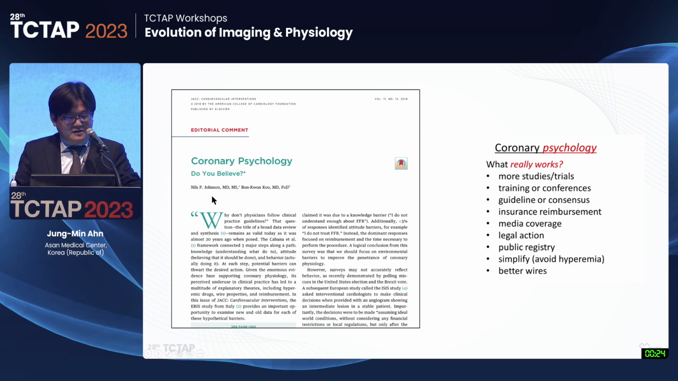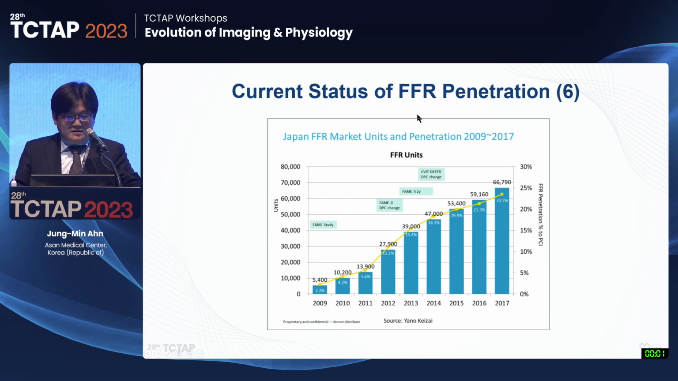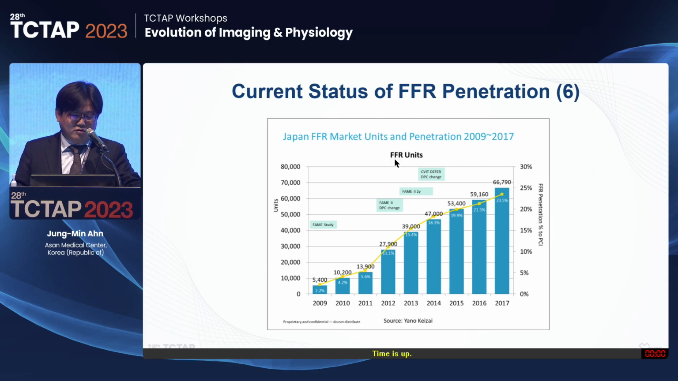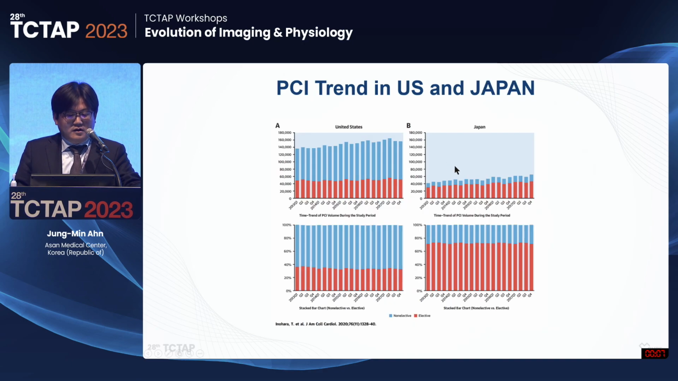So previously, Nils Johnson presented coronary physiology: what really works to increase penetration of FFR? Study, legal action, better wire, etc. So how do we overcome low penetration of FFR? I want to look at my neighbor countries. This is the penetration rate in Japan, rapidly increasing, 25% in 2017.